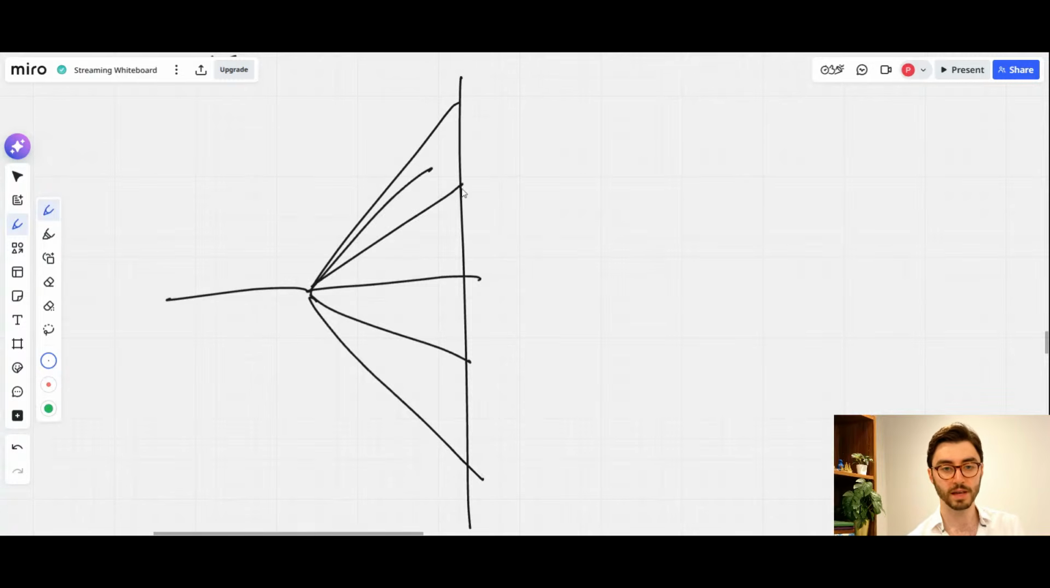I haven't drawn this exceptionally well, but this would be the n equals 1 beam, n equals 2 beam, n equals 0 beam. And again, you get an n equals 1 on the other side and n equals 2.